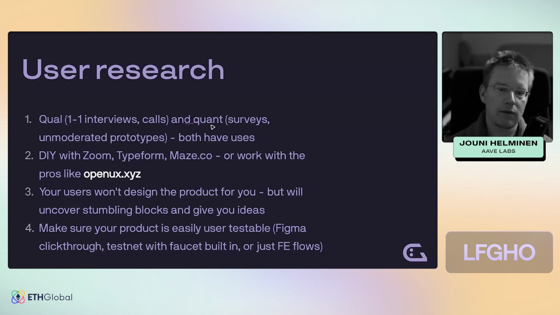Then surveys, once you get a bit further along, surveys, unmoderated prototypes. Maze is a tool for this, where you can just put your Figma prototypes on a link and then set up tasks next to it, and then people can try to do the task in your Figma prototype and write comments and stuff like this. If you want to run research at scale for 100 or 1,000 people, then obviously you can't be on Zoom calls with all of them. So these types of tools are useful for that. You can DIY a lot of this stuff.